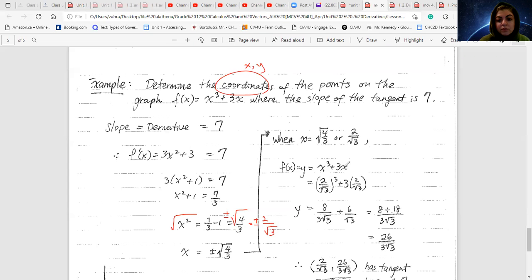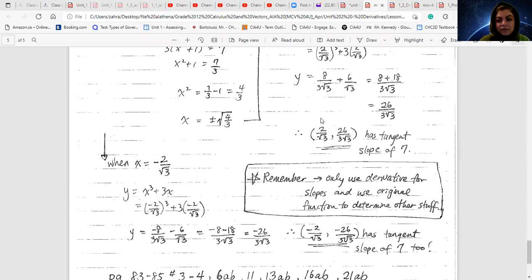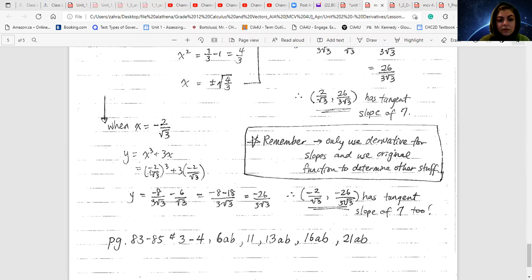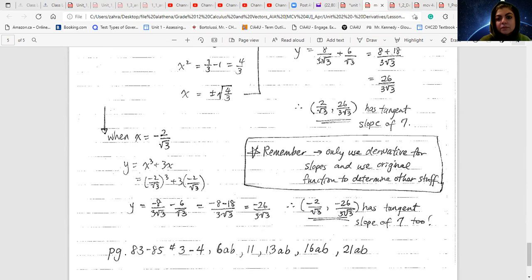So here is x power 3 plus 3x. Instead of the x, you put 2 over square root of 3. And here is instead of x, you put 2 over square root of 3. So you simplify that, and that's going to be the answer. The same thing, you have another x, which is negative 2 over square root of 3. Instead of x again, you put that number, you simplify. And that would be the y value. So you have x and y values. And there are 2 points, as you see.